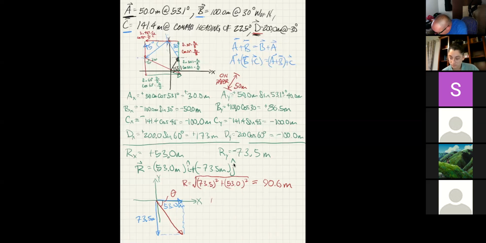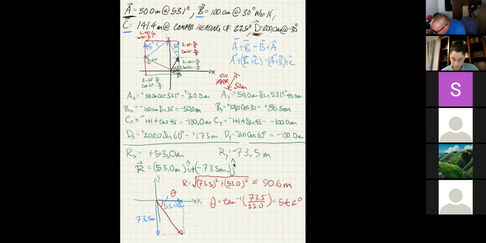Now I also say theta is the inverse tangent of the Y component, which would be 73.5 over the X component, which would be 53.0. So I'm going to do tangent inverse. Notice I'm not using any signs. 73.5 divided by 53, and this gives me 54.2 degrees.